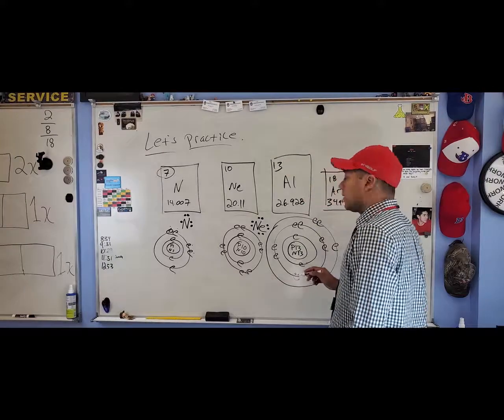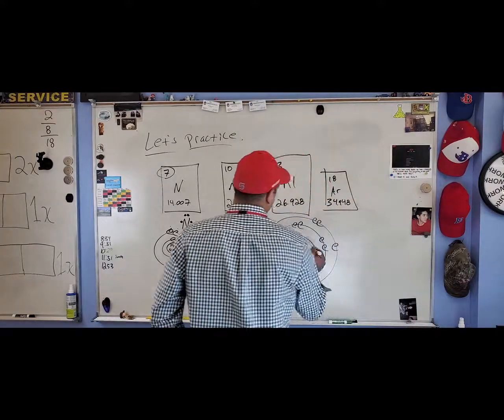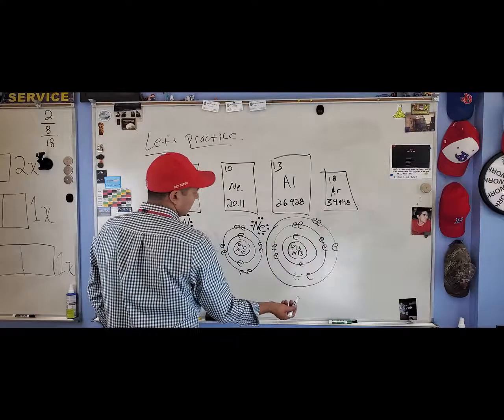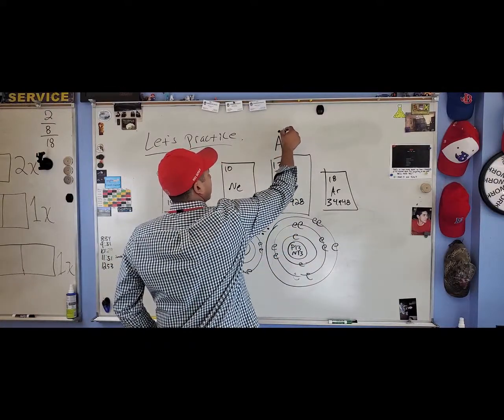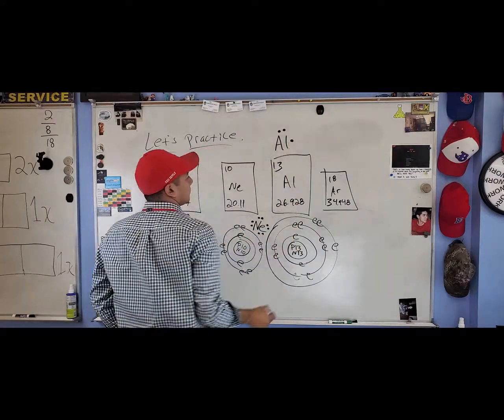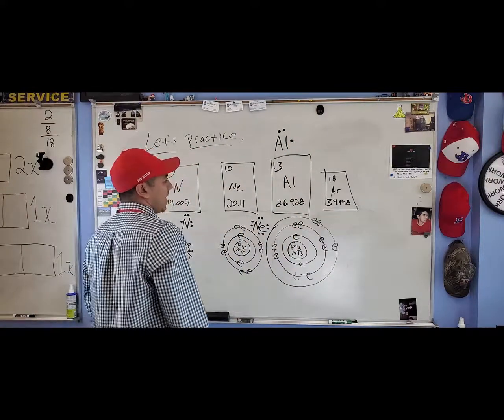Look in the left-hand corner of your screen. See where it says 2, 8, 18 on the other board? Let that be your guide. So we take aluminum and we see that there's 3 electrons in the outer shell. So we put the 3 dots around the atomic symbol Al.